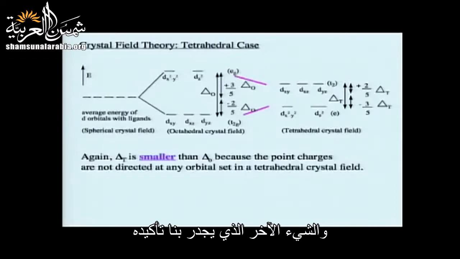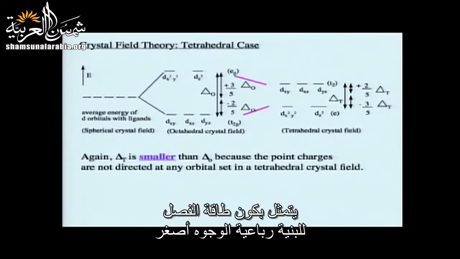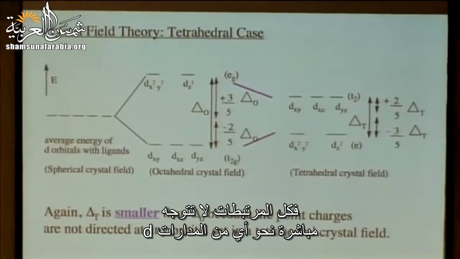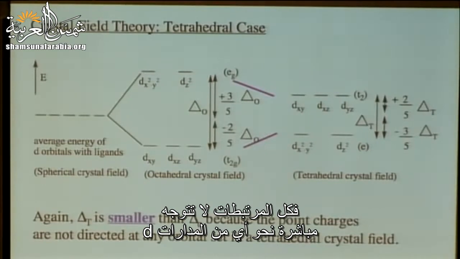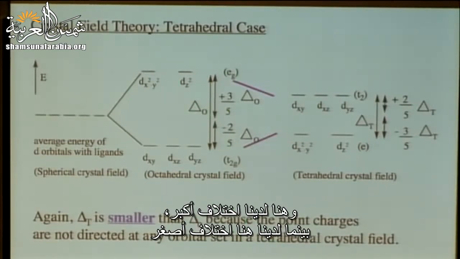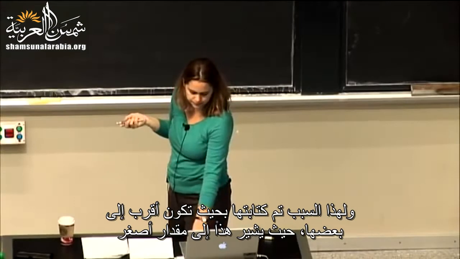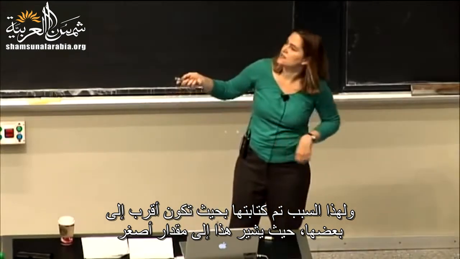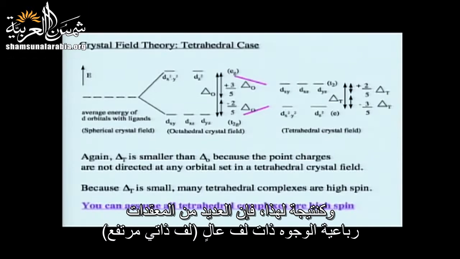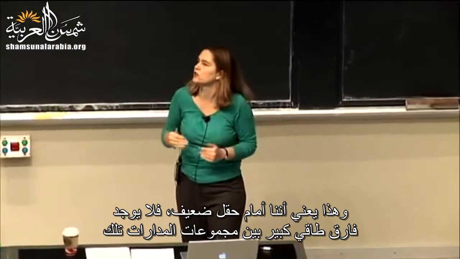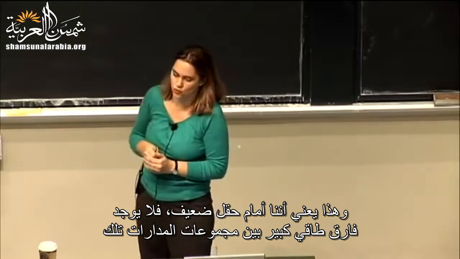So we have this slightly different nomenclature, and we have this flip in direction. The other thing that is important to emphasize is that the tetrahedral splitting energy is smaller because none of those ligands are pointing directly toward any of the d orbitals. So here there is a much larger difference. Here there is a smaller difference. So that's why it's written much closer together. And because of that, many tetrahedral complexes are high spin, and in this course, you can assume that they're all high spin. So that means there's a weak field. There's not a big energy difference between those orbital sets.